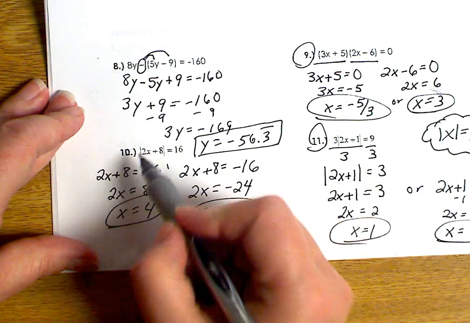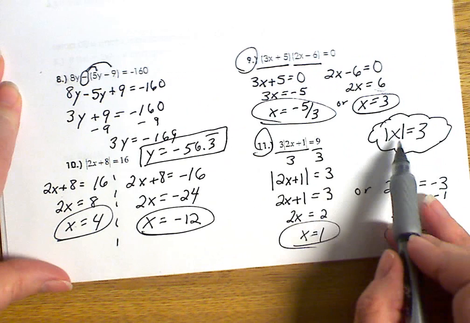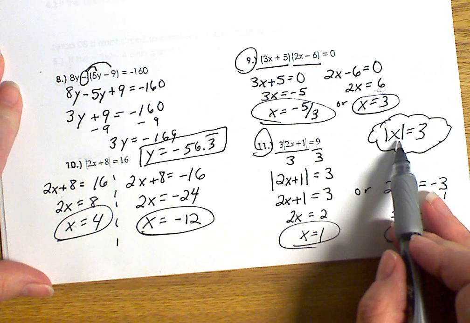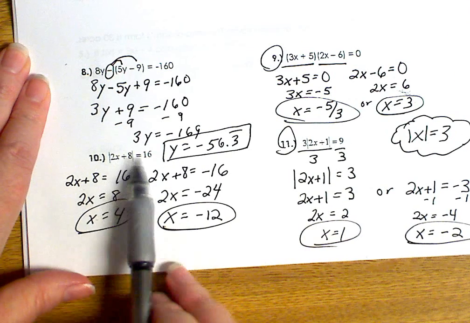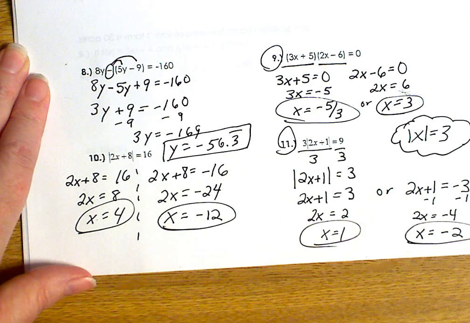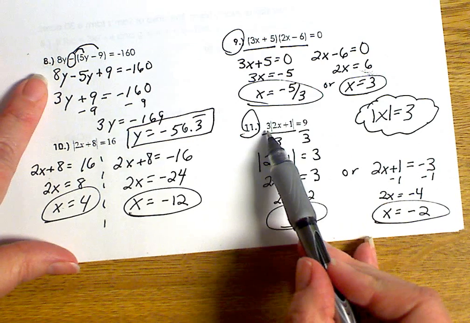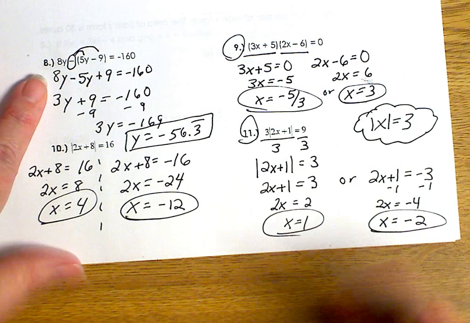Whenever it says the bars, bars means absolute value, because remember that the absolute value of 3 is 3, and the absolute value of negative 3 is 3. So whenever you have the bars by themselves, the absolute value, then you have to make sure you set it to two things. If there's a number here or something, you have to make sure you get the absolute value by itself first.